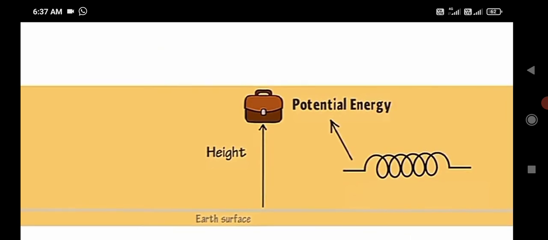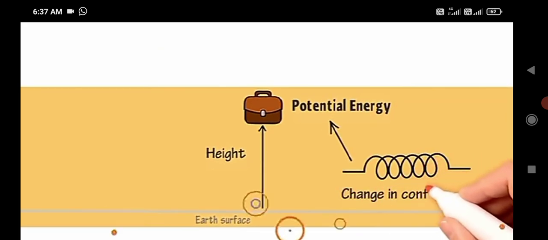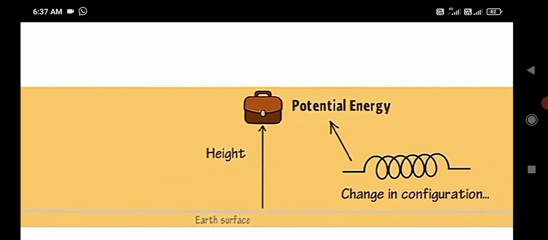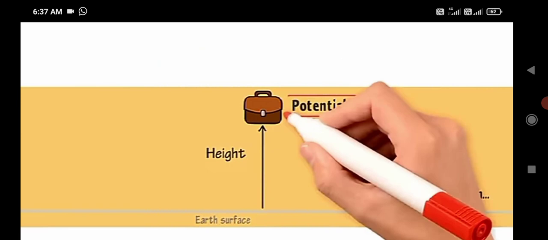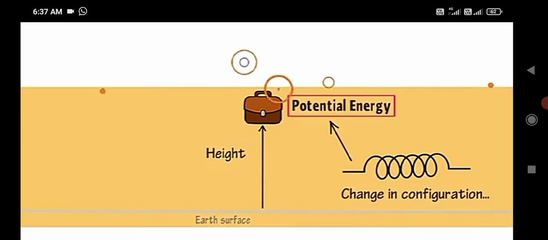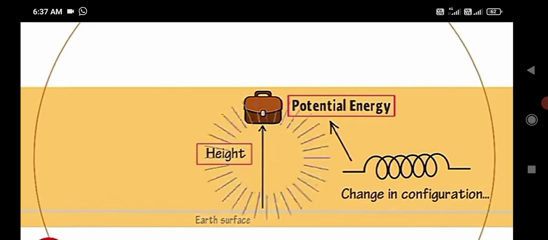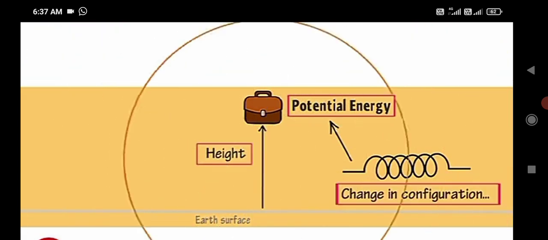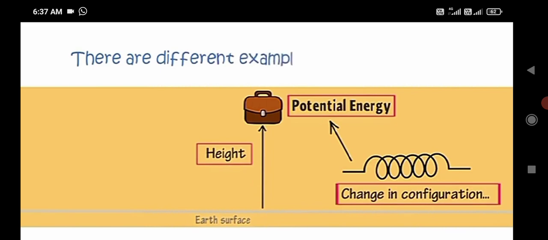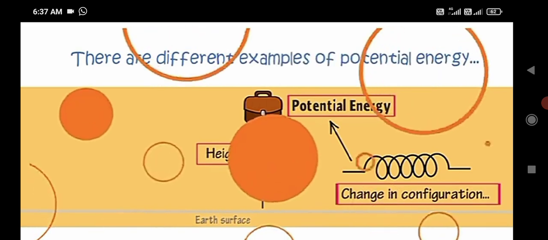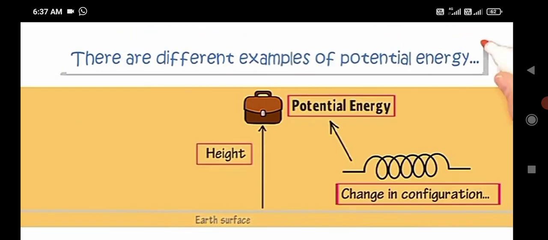Take an elastic spring. In the elastic spring, what type of energy is stored? Elastic potential energy is stored. Here there is a change in configuration, so elastic potential energy is stored. So the bag lifted from the ground to a height, and the elastic spring, these two objects contain potential energy. Consider these two as examples of potential energy.